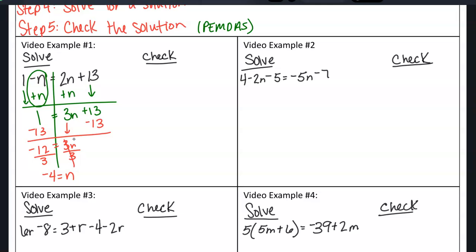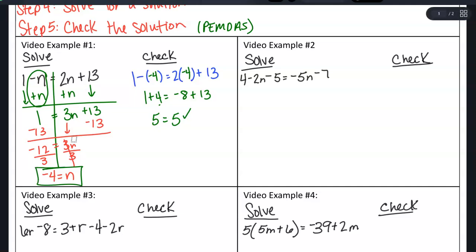But before we sign off on that being the correct answer, let's check. And we have 1 minus n equals 2n plus 13. And what do we believe n is? We believe n is negative 4. 1 minus a negative 4 would be 1 plus 4. 2 times negative 4 is negative 8 plus 13. So 1 plus 4 is 5. And 13 minus 8, so 8, 9, 10, 11, 12, 13, would be a positive 5. That is true, so therefore our solution is correct.